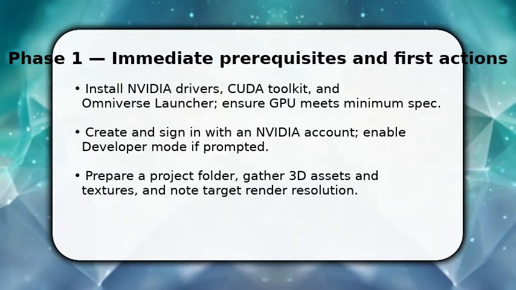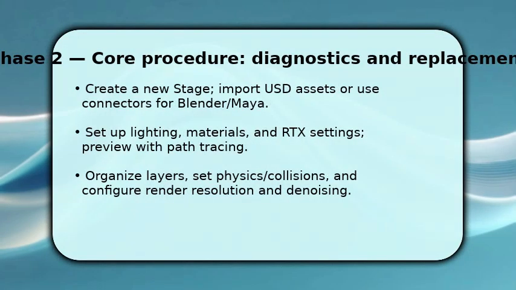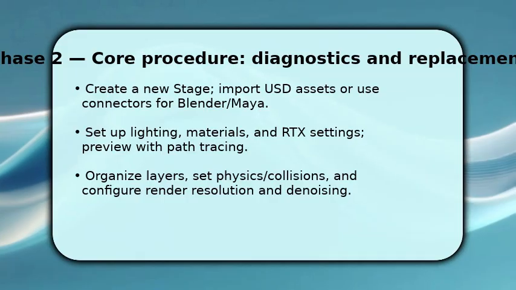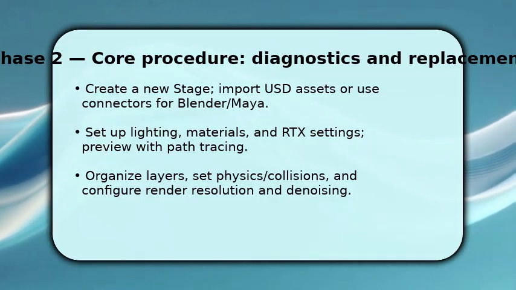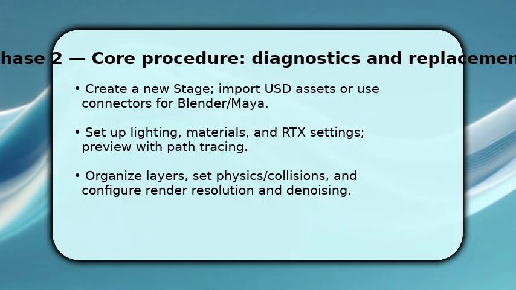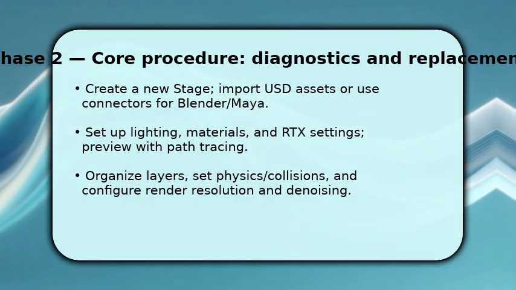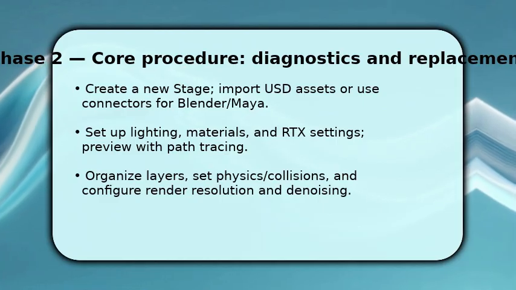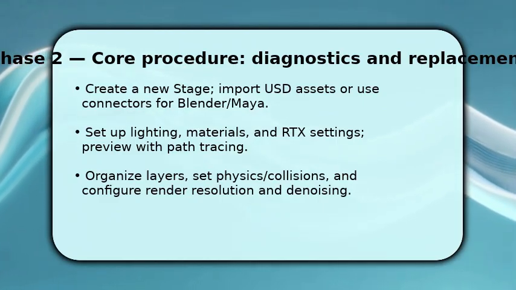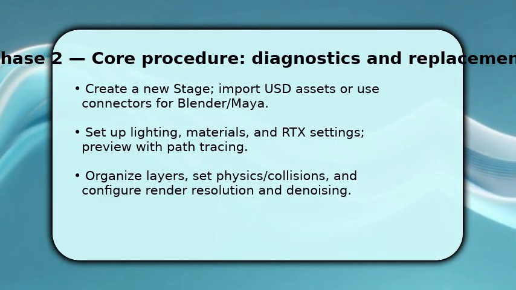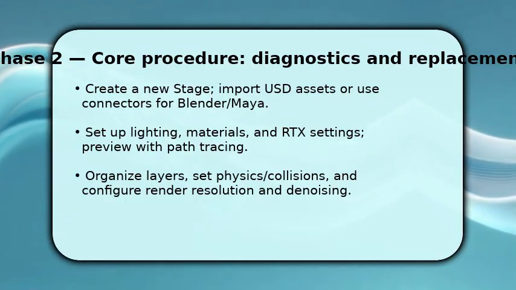You now build the scene by importing USD or using live connectors from Blender or Maya. This keeps changes synchronized. Once assets are in, assign materials and enable RTX features, path tracing and DLSS if available, to get accurate lighting. Next, arrange lighting rigs and tweak exposure and color temperature so the visuals read clearly.